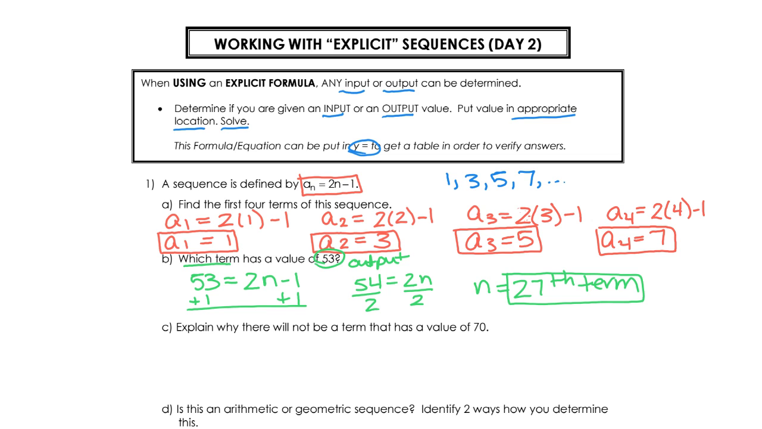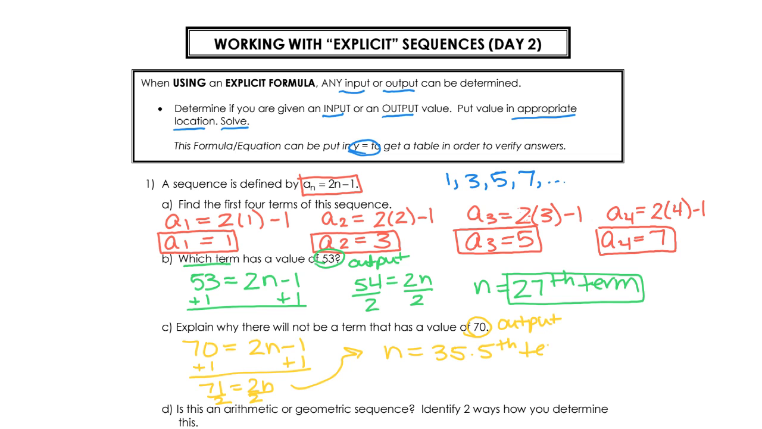Part C says, why will there not be a term that has a value of 70? So let's go ahead and find out. We'll say 70 this time is our output. And we want to find what term we can put in to get that 70 to come out. So we'll say 70 equals 2n minus 1. We'll add 1. We get 71 equals 2n, and we'll divide by 2. And n will come out to be 35.5.